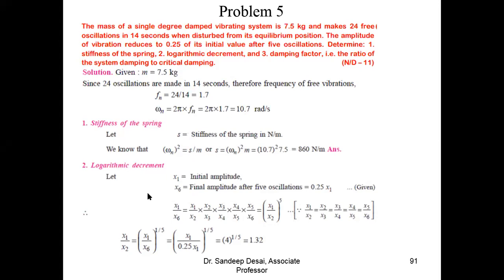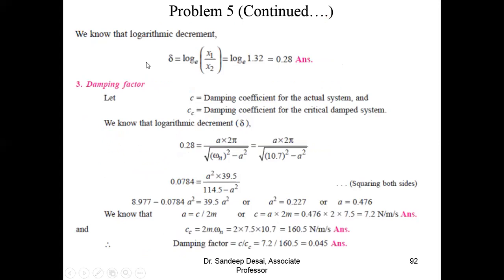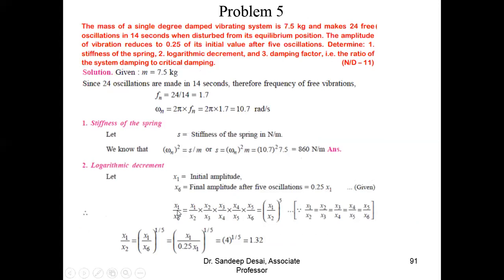Omega n is known, mass is known, so you can calculate stiffness. Then find the logarithmic decrement. You need to use this expression for logarithmic decrement: delta is equal to log to the base e of x1 divided by x2. But here you can see that x1 by x6 is given. The amplitude at the end of 5 oscillations is given as 0.25 of the amplitude at the beginning of the first oscillation.